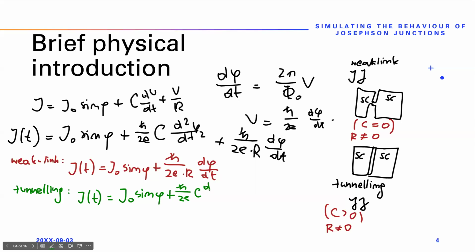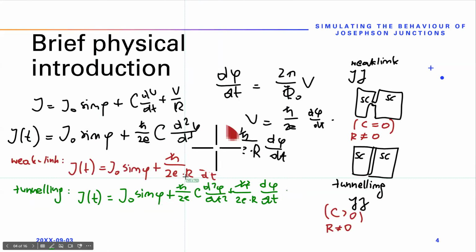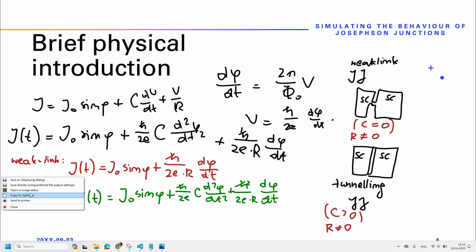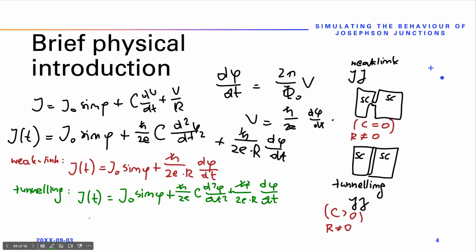Okay, and actually, you can solve those two equations. In any case, the solutions of these equations are supposed to give you dramatically different current-voltage characteristics. So I suggest you copy the weak link equation, go to the next page, and try to solve it, assuming that J on the left side is just constant. Try to determine the current-voltage characteristics for that equation.